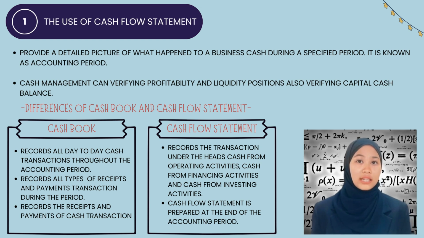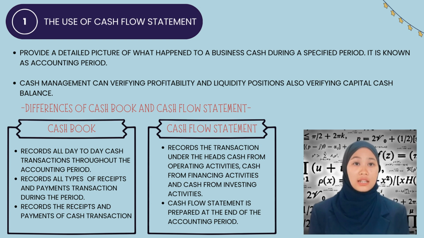Now let's look at the differences of cash book and cash flow statement. What is cash book? The first one for cash book is to record all day-to-day cash transactions without the accounting period. The second one is that it records all types of receipt and payment transactions during the period. The last one is that it records the receipt and payment of cash transactions.